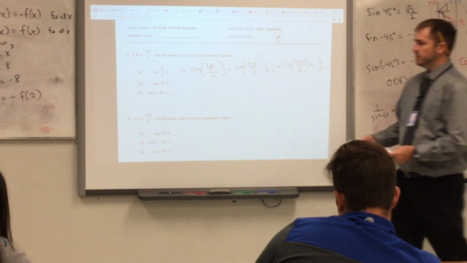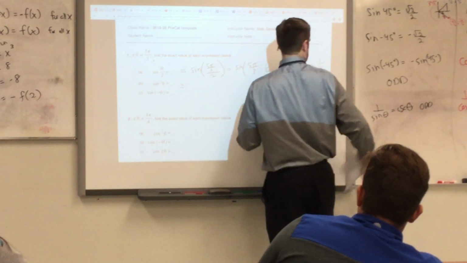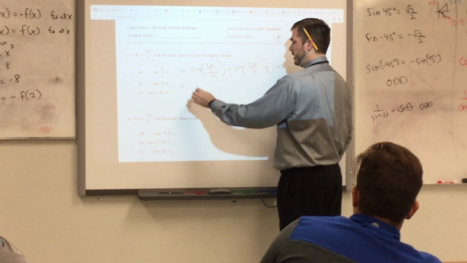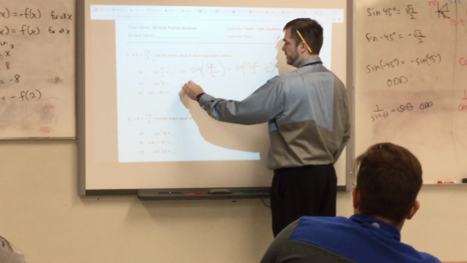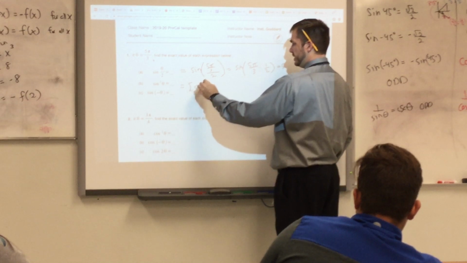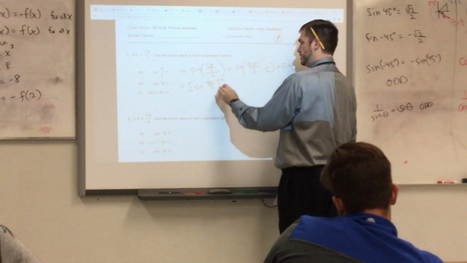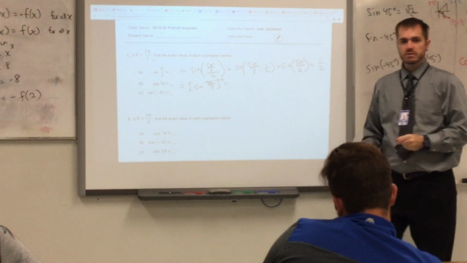Alright, let's keep going. Part B. This says sine squared of theta. Now, based on what I've erased over here, we know that sine squared really means, I'll put brackets here, sine of theta, so I'll plug it in, sine of 5 pi over 3, and then that answer squared.